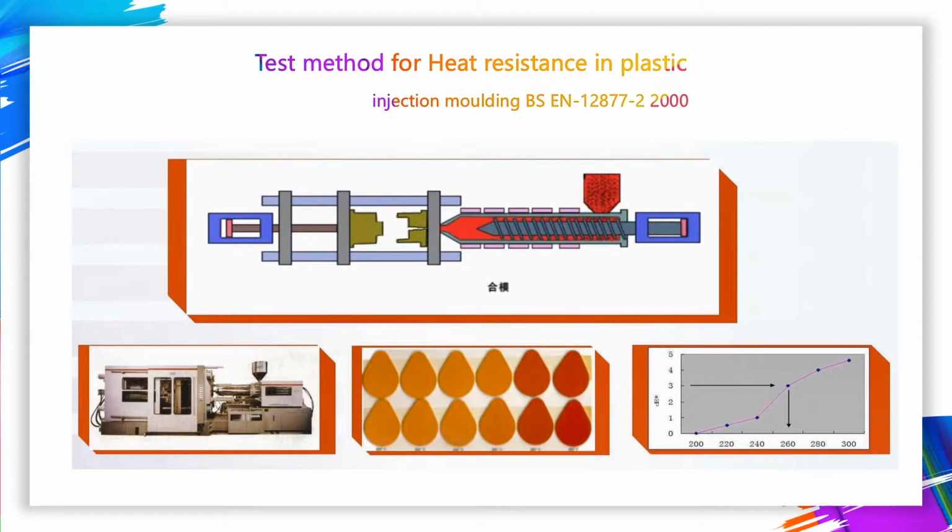The method provides that, with 200 degrees as a benchmark, an injection molding machine is used to make a standard color plate at a certain concentration. After each temperature interval of 20 degrees, with a residence time of 5 minutes, a color plate is obtained after injection. When the color difference delta E between two plates equals 3, this temperature will be the heat resistance index at that concentration.